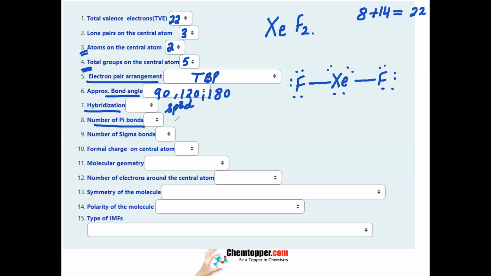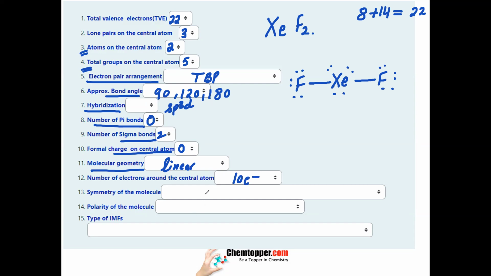Number of pi bonds, 0. Number of sigma bonds, 2. Formal charge on the central atom, 0. Very good. Molecular geometry. Remember 3 lone pairs, they have to be placed on equatorials. Linear. Yes, very good. Number of electrons around the central atom, 10 electrons.